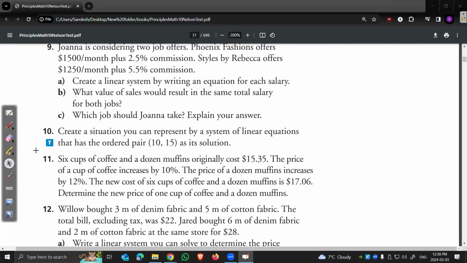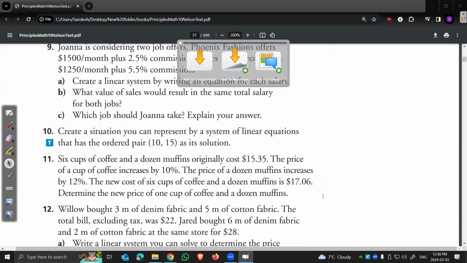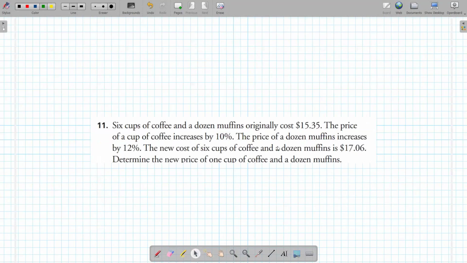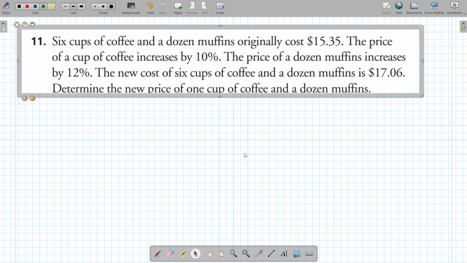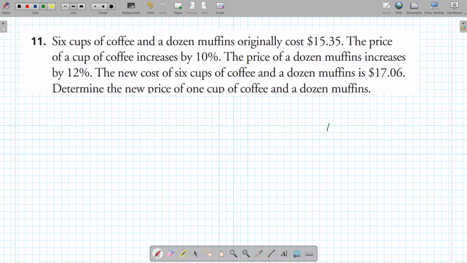Here we have a percent question. So 6 cups of coffee. So there's 6 coffee and a dozen muffins. Or we can just say 1 dozen muffin. So 1 dozen muffin initially costs $15.35.